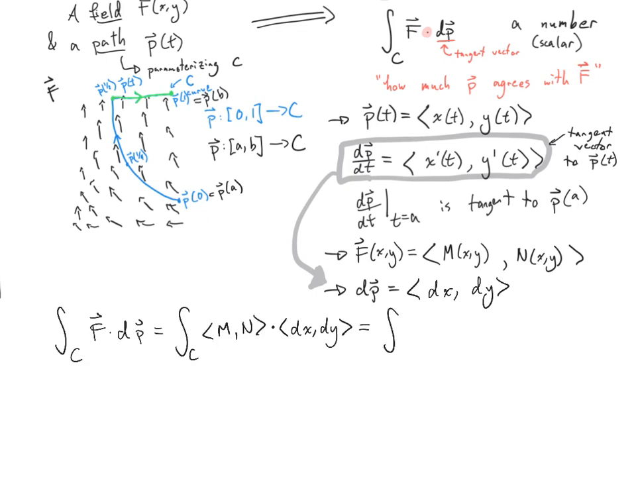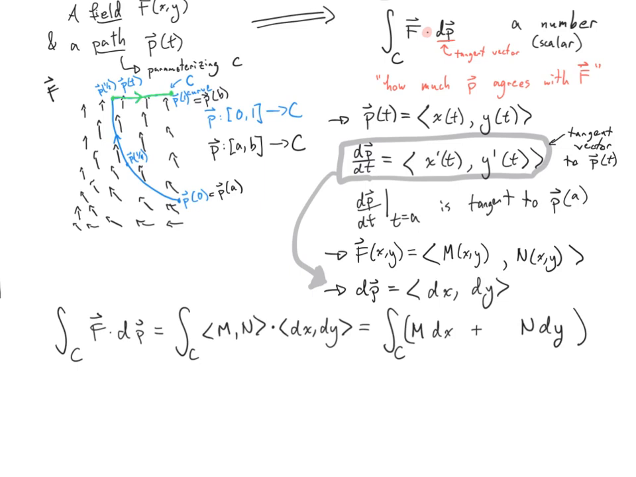That looks like the integral over c of m dx plus the integral over c of n dy. And we could get rid of this second integral. Maybe that's just confusing. And just treat this as one big integral. All right, so that's my dot product formula.